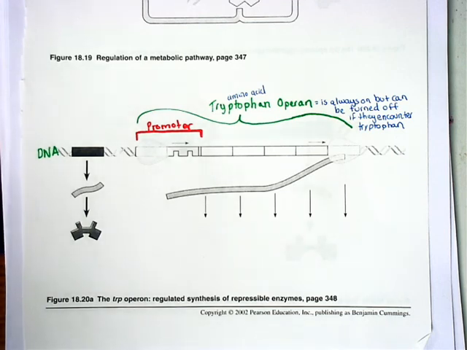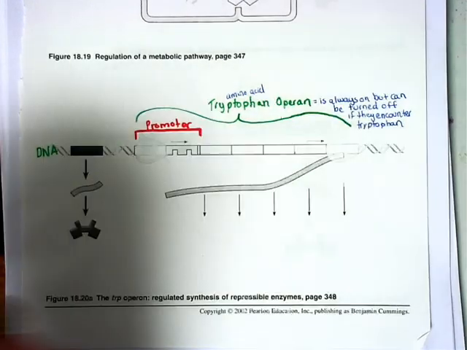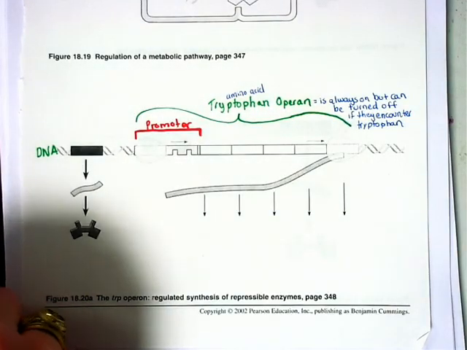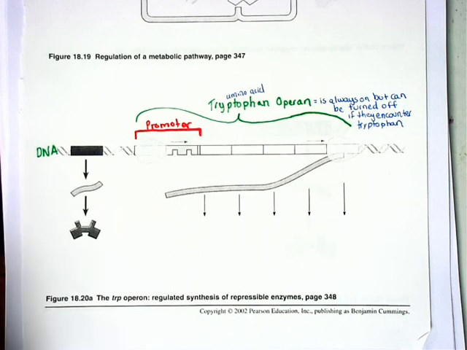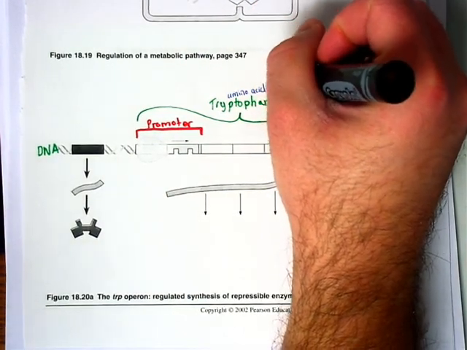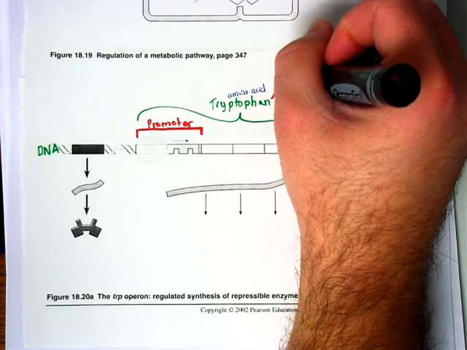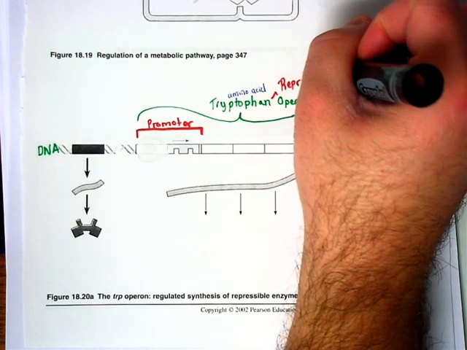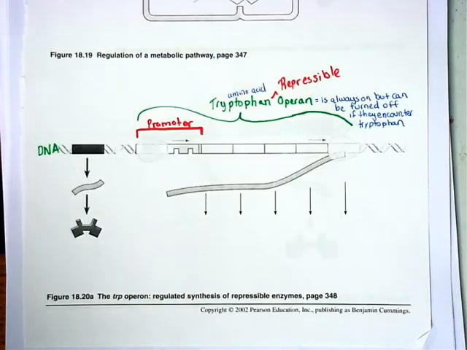So this would represent not just any type of operon. This would represent a type of operon that is, again, mostly on but can be turned off. This would be a repressible operon.